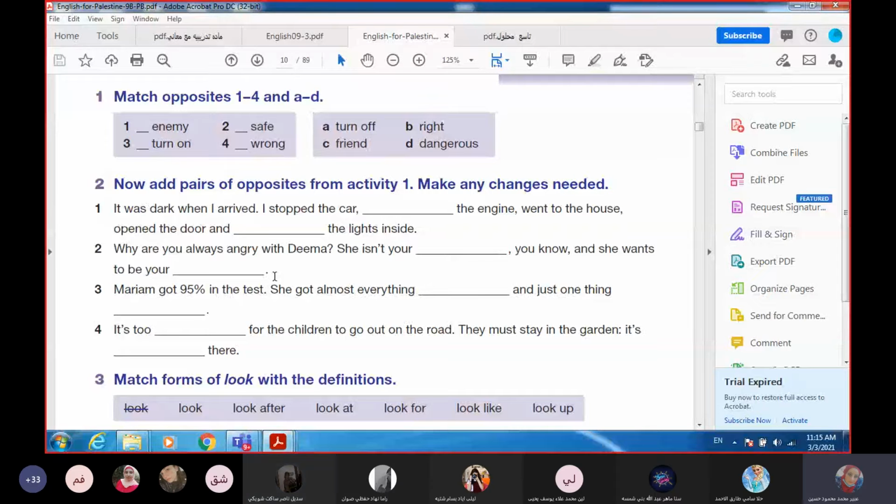Number 3. Miriam got 95% in the test. She got almost everything right, and just one thing wrong.